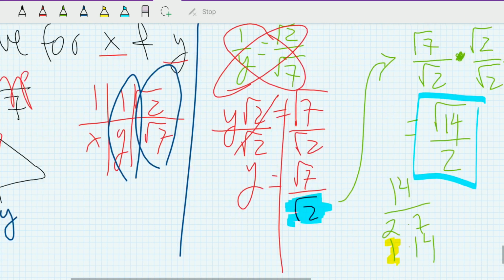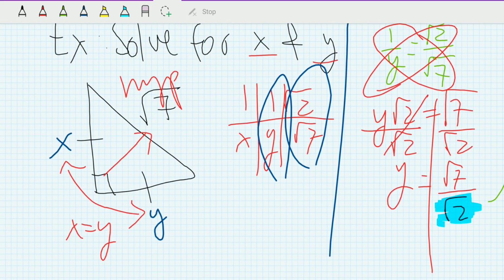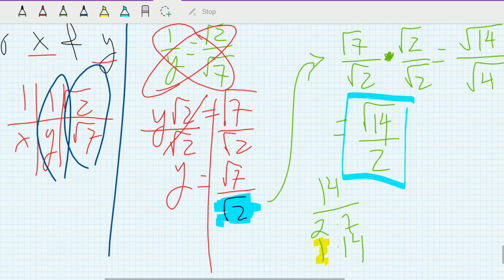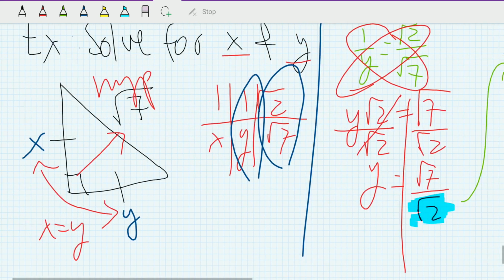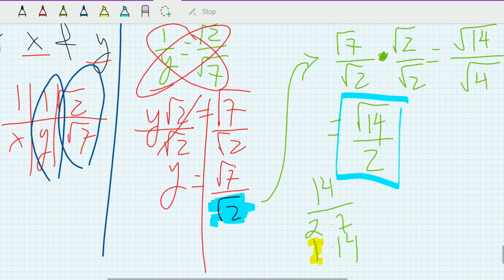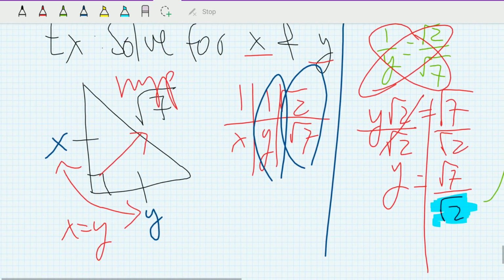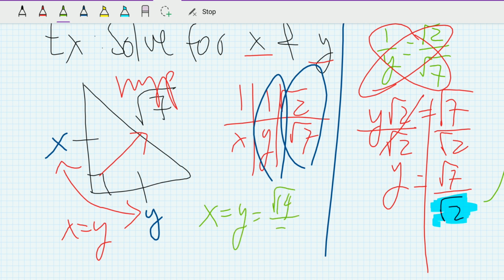Now, definitely for that one, I know the little trick that you guys saw in the previous two problems kind of breaks down a little bit here. Not really, but I'm not going to really go into that, okay? So there you go. All right, so this one, the answer is square root 14 over 2. So let me write that down so we can have it. x is equal to y is equal to square root 14 over 2.